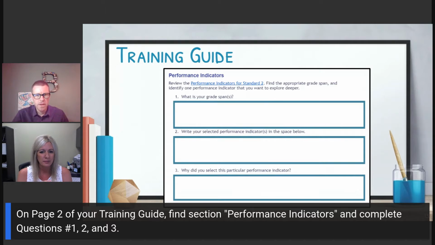Yeah, I think I'm going to talk a little bit more today about performance indicators 1, 2, and 3 in that 6 through 8 grade span, where they're identifying internal and external influences, and ultimately they're able to first define it and then identify which ones are internal and which ones are external. Great. Very important stuff.